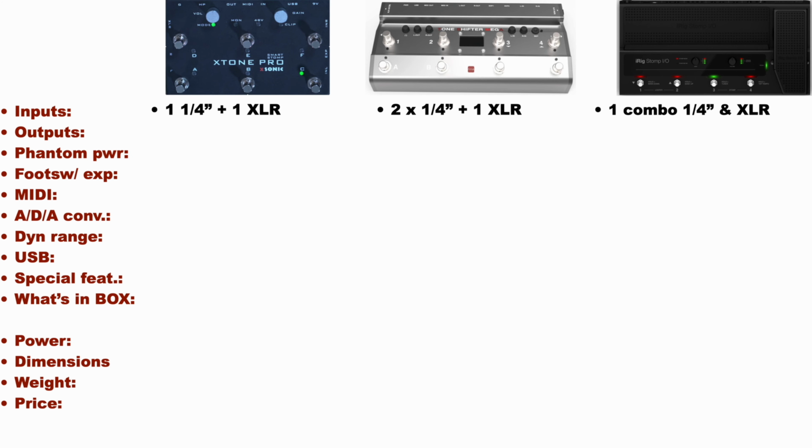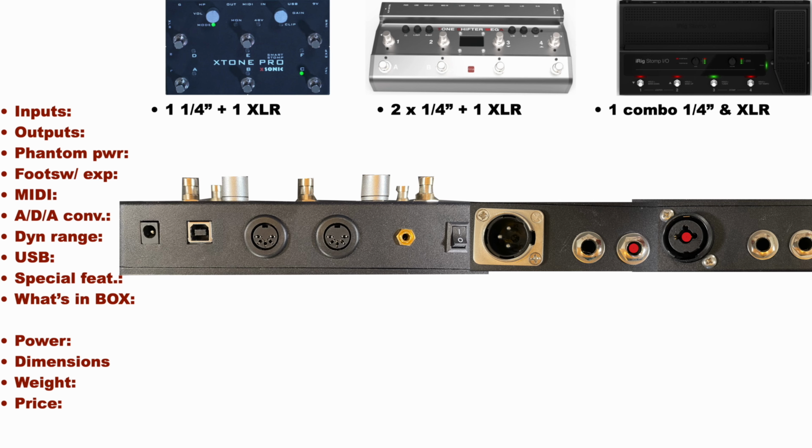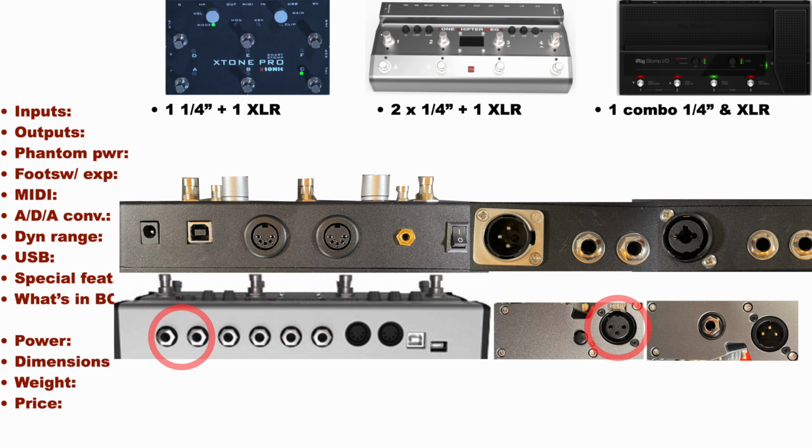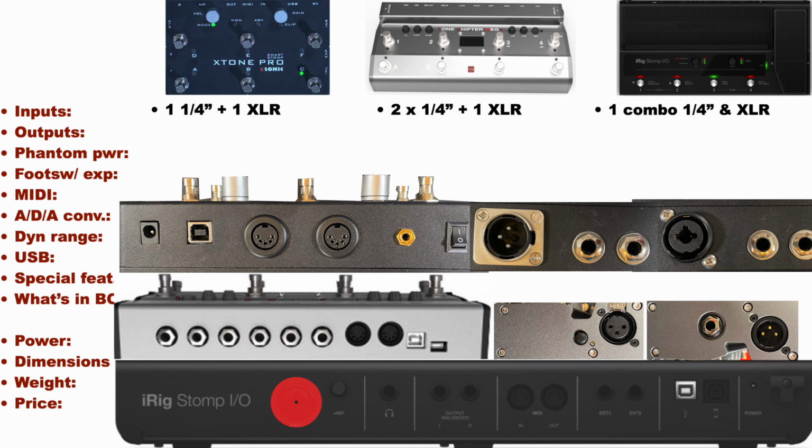We have 1 1/4 inch input and 1 XLR input in the xTone Pro, 2 1/4 inch inputs and 1 XLR input in the Tone Shifter, and 1 combo input that can handle both 1/4 inch and XLR in the Stomp IO. Here I would give a thumbs down to the iRig because it has fewer inputs and also because you cannot use it to profile amps with the GE Labs, which requires 2 different inputs, at least 1/4 inch for your guitar and 1 XLR for the microphone.